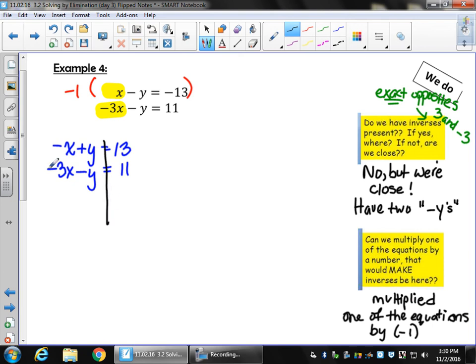Now let's see what happens when we linearly combine these equations. -x plus a -3x, or -x minus 3x, is a -4x. Positive y and a -y cancel. That is 0. These are inverses, exact opposites. So we get -4x equals 24. I can now finish solving for x by dividing by -4, dividing by -4, and we get x equals -6.